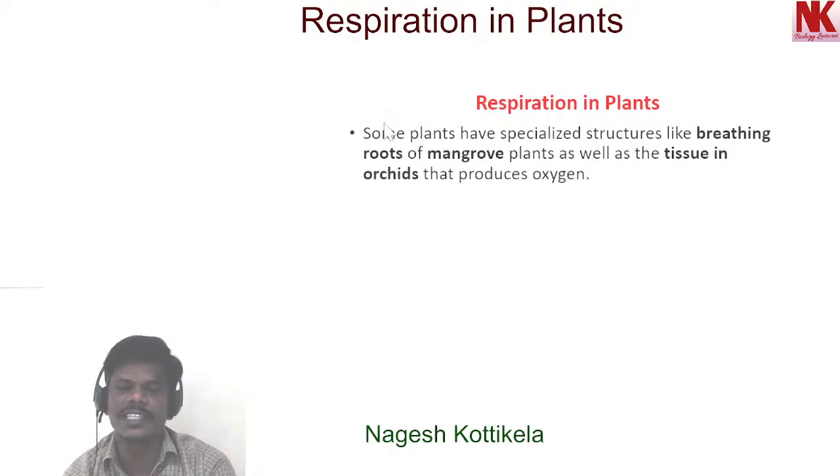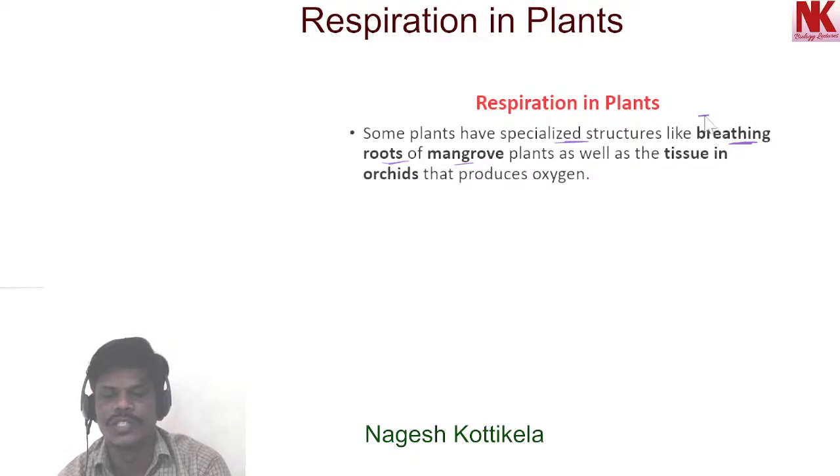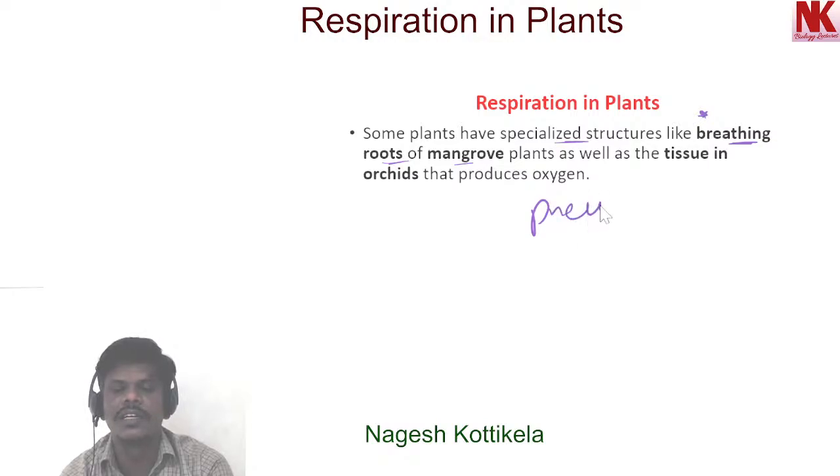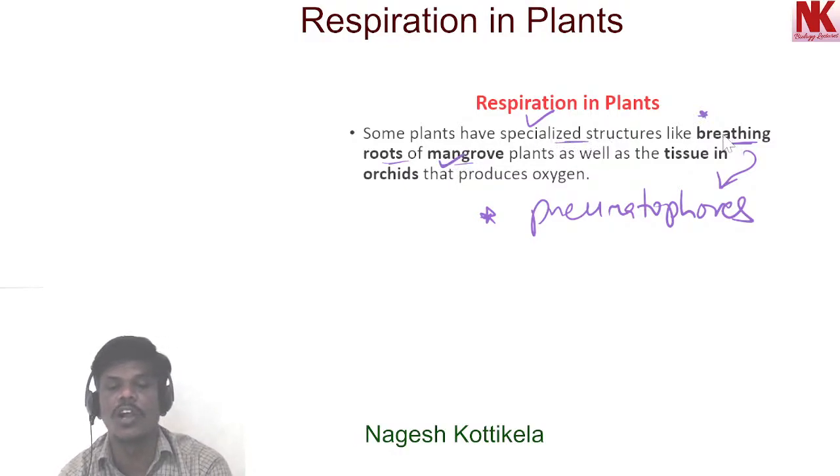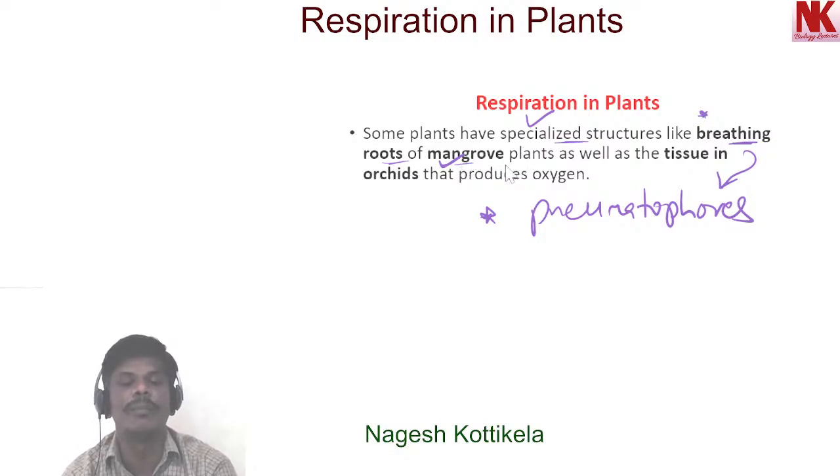Now, moving to the next, some plants have specialized structures like breathing roots of mangrove plants. This is a very important concept. Breathing roots are also called pneumatophores. These are the breathing roots of mangrove plants. These are specialized structures, found in mangrove plants, as well as the tissue in orchids that produce oxygen.